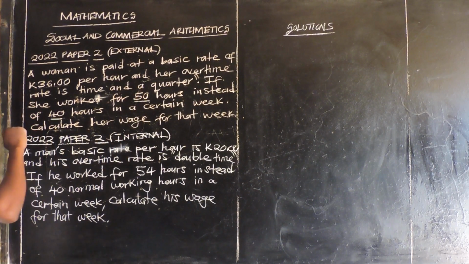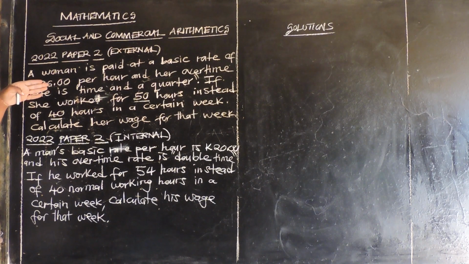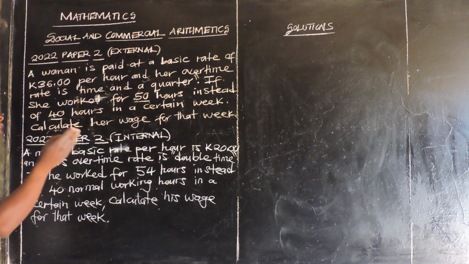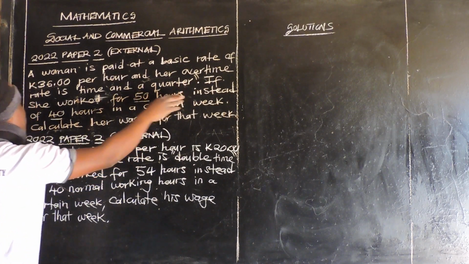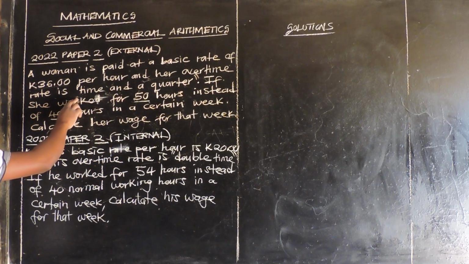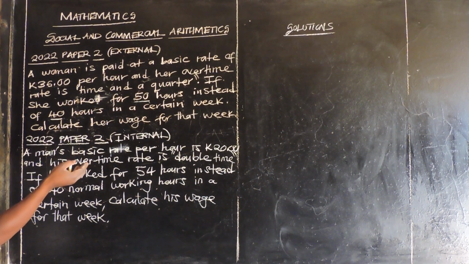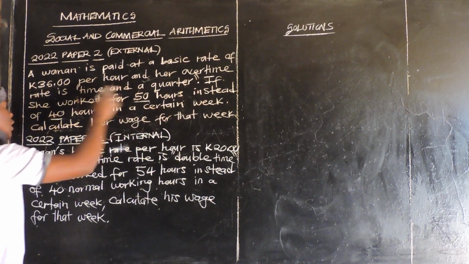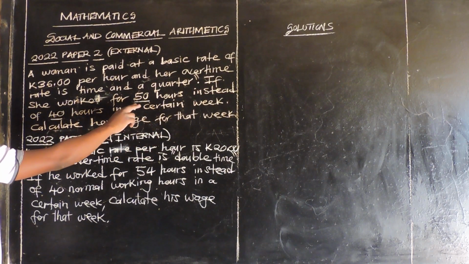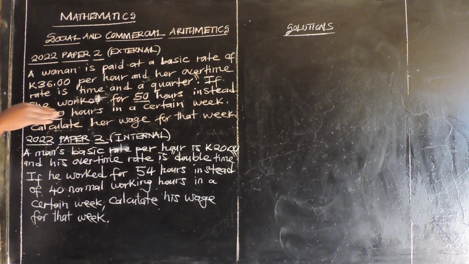Are we together, people? In this case, they're saying this woman was given a basic rate of 36 kwacha per hour. That was the amount she was given per hour as her basic rate. Now they're saying her overtime rate was time and a quarter. That's the overtime rate. Then they're saying she worked for 50 hours in a certain week instead of 40 hours.